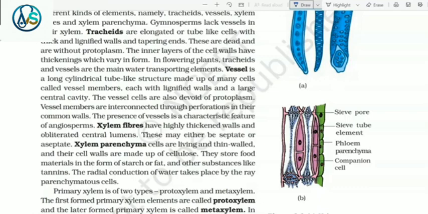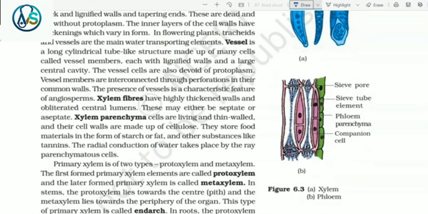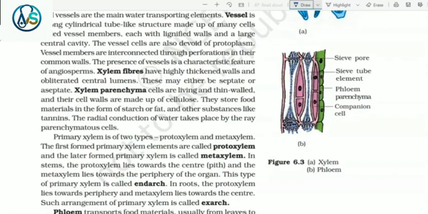Vessel is a long cylindrical tube-like structure made up of many cells called vessel members, each with lignified walls and a large central cavity. The vessel cells are also devoid of protoplasm. Vessel members are interconnected through perforations in their common walls. The presence of vessels is a characteristic feature of angiosperms. Xylem fibers have highly thickened walls and obliterated central lumens. These may either be septate or aseptate.